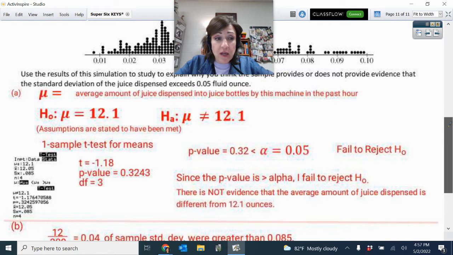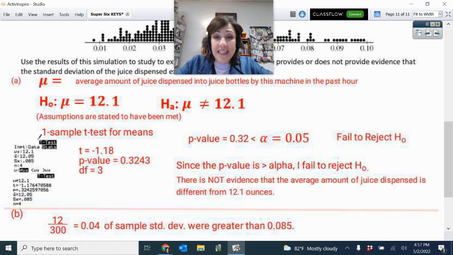Now, I went and put it in my calculator under t-test. So in your calculator, you can see here I put the null hypothesis as 12.1 with the sample results of 12.05, the sample standard deviation 0.085, and a sample size of 4. And again, they wanted not equal to. So it gave me these results. So what you have to list down, besides naming the test, is you want to make sure you included the t-score, and that was negative 1.18, the p-value, 0.32, and the degrees of freedom.